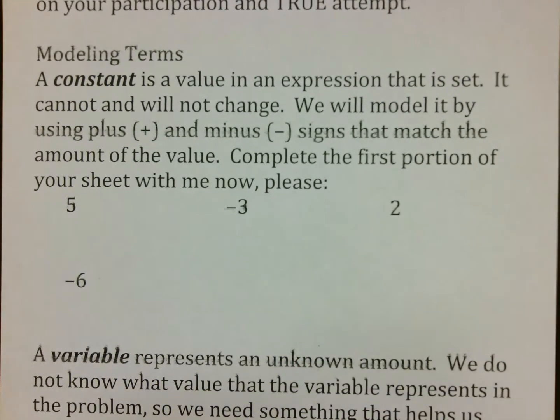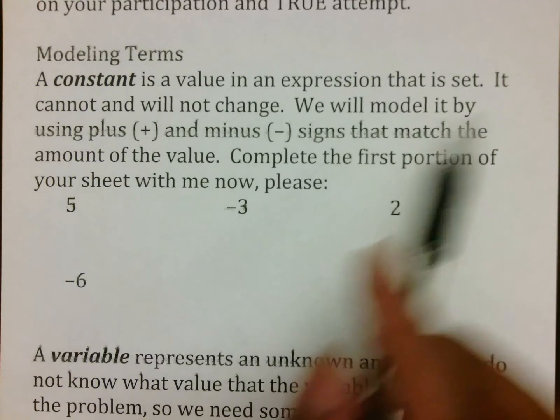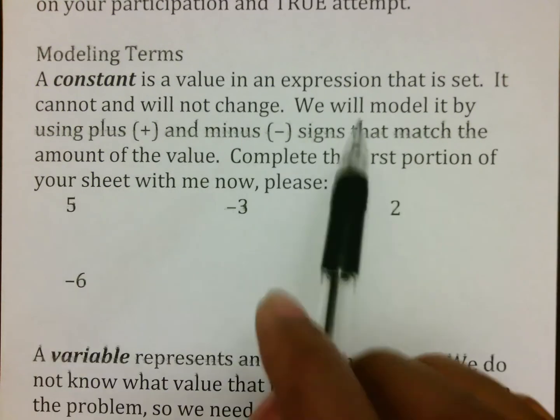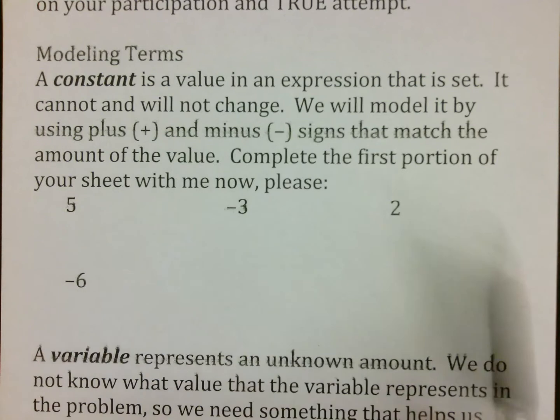Modeling terms. We talked about modeling. A constant is a value in an expression that is set. It cannot and will not change. We will model it by using plus and minus signs that match the amount of the value. So complete the first portion of your sheet now with me, please, as we model some constants.